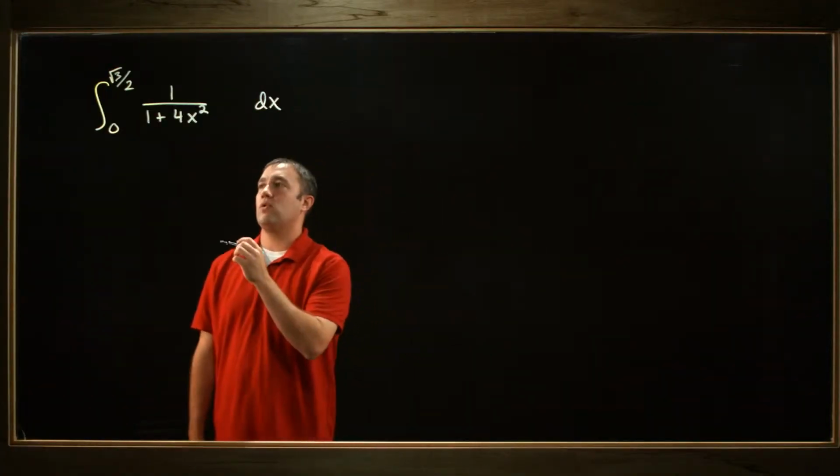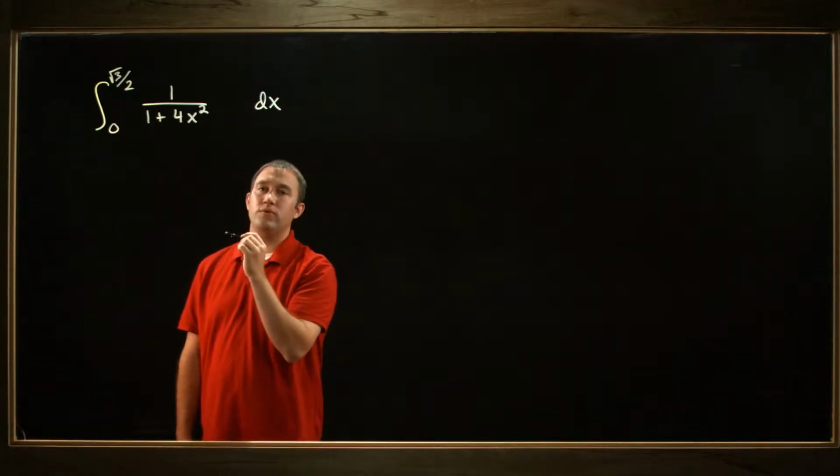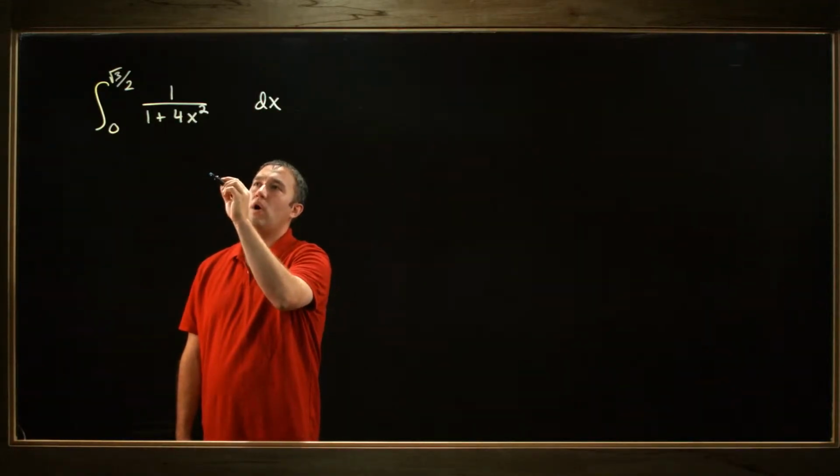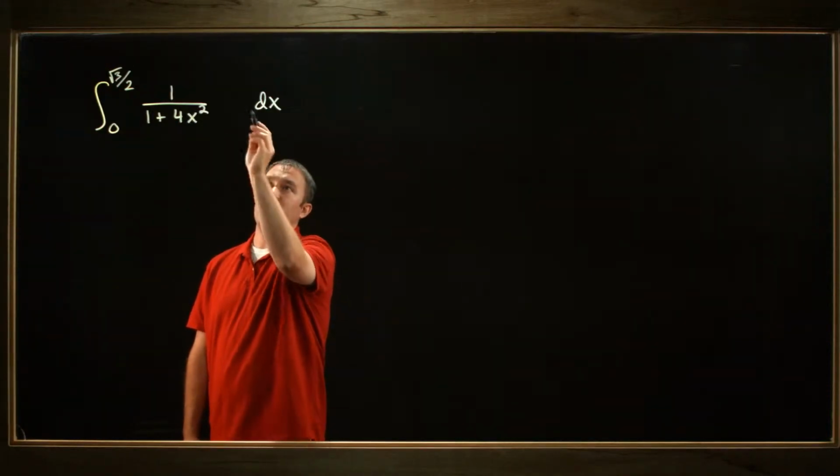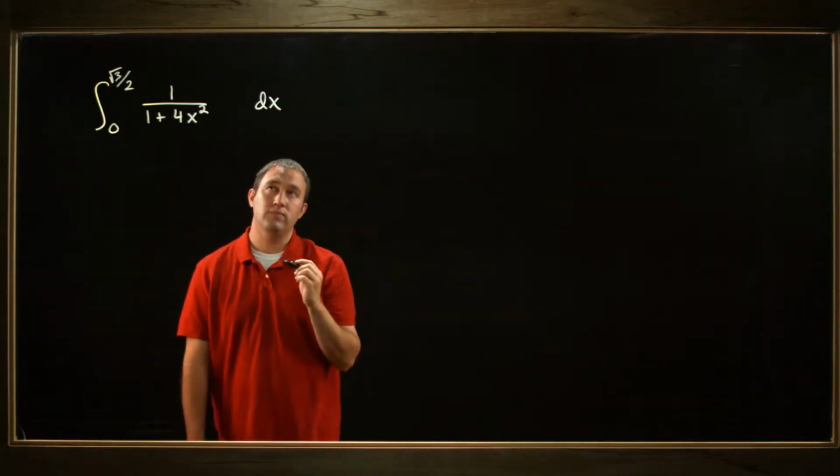We're given the definite integral from 0 to square root of 3 over 2 of 1 over 1 plus 4x squared with respect to x. I've rewritten the problem and I've left myself a little space to work right there.